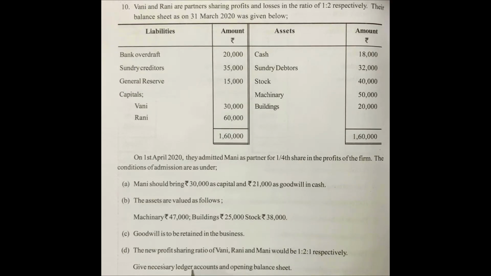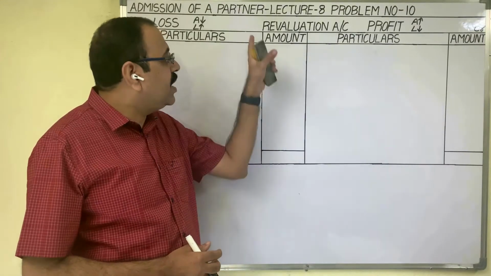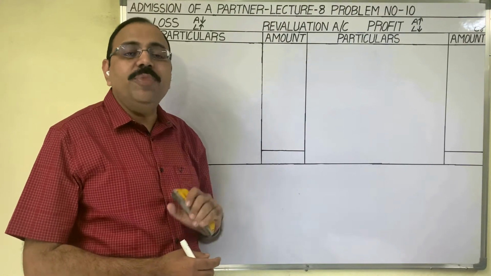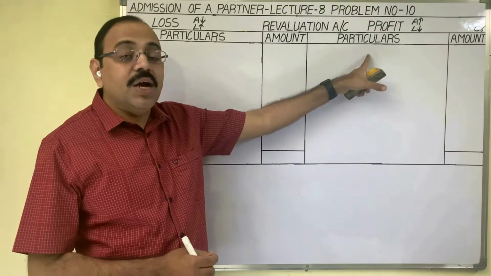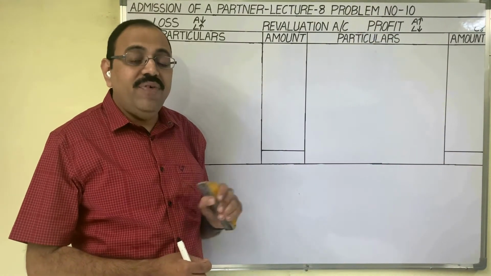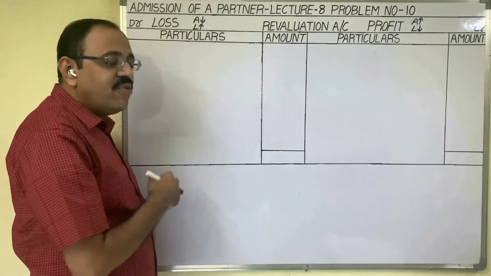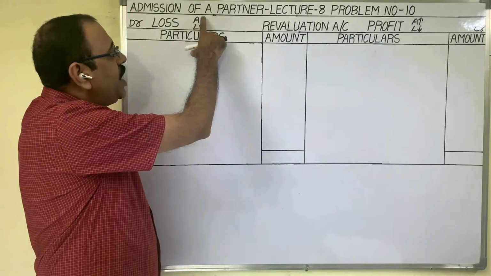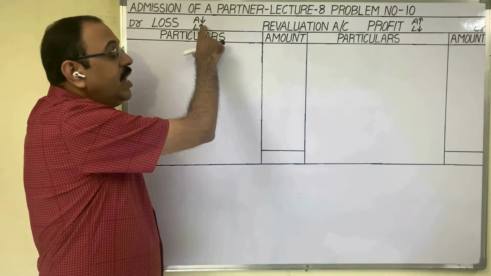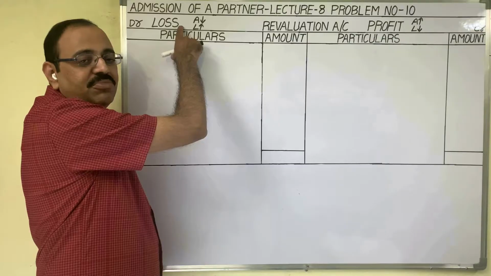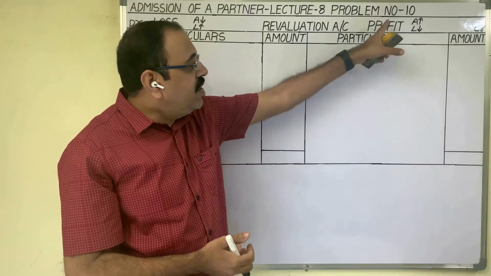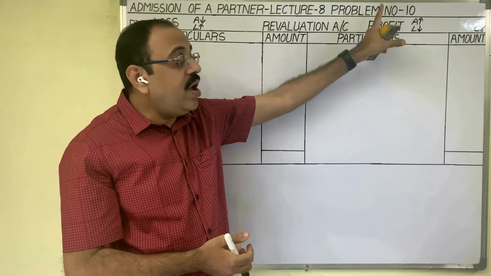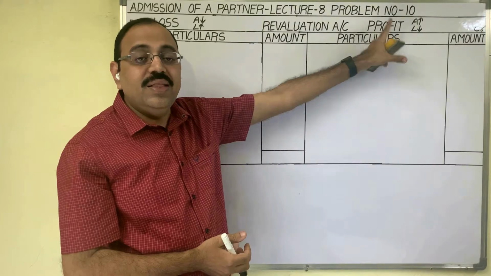Let us start with the first account under ledger, that is the revaluation account. It is a nominal account. Nominal account rule: debit all expenses and losses, credit all incomes, gains and profits. In revaluation of assets and liabilities, if an asset value is decreasing or a liability value is increasing, then loss comes. If an asset value is increasing or a liability value is decreasing, then profit comes.